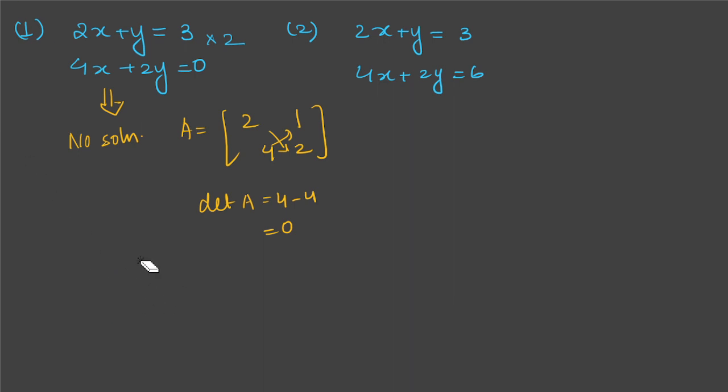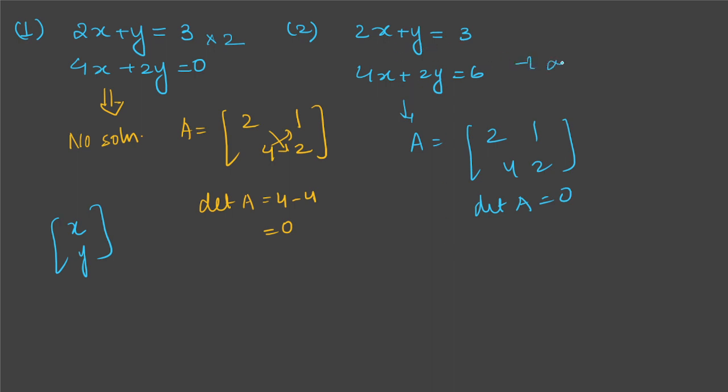So that's why I got to know there does not exist any x and any y for which it satisfies both the equations. And for this one, again our A matrix is [2 1; 4 2], determinant is again 0. But now if you see here, there are infinitely many solutions. And how did I get to know? I multiply this equation by 2 and you see they both are the same. So there exist infinitely many possible values for x and y which satisfy both the equations.